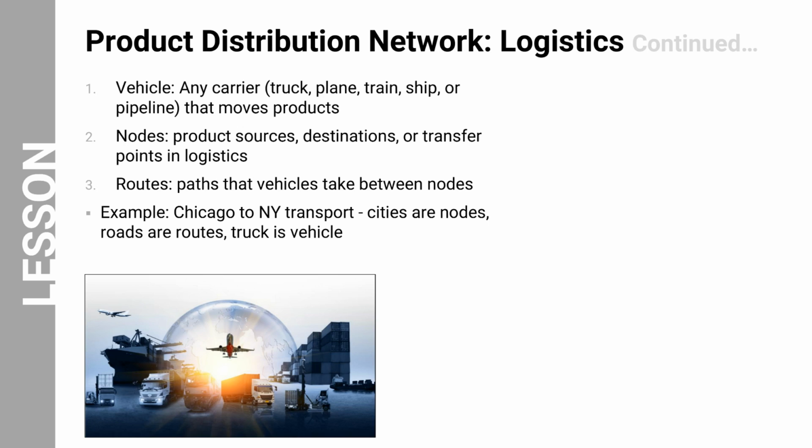A node is defined as the part of logistics that acts as either a source of the product, where it is loaded to the vehicle, a final destination of the product, or some intermediary locations where the product is transferred to other vehicles or storage locations. A route is defined as the path taken by the vehicle to travel between nodes. In the case of oil transportation, the pipeline itself is the vehicle and the route. For example, if we need to transport our product from Chicago to New York via truck, then Chicago and New York are the nodes, the road network between the two places is the route, and the truck is the vehicle.